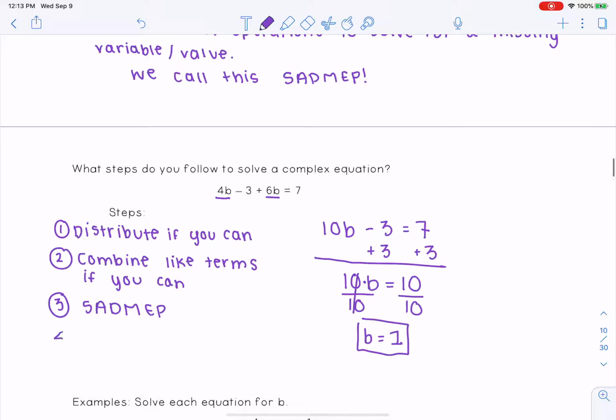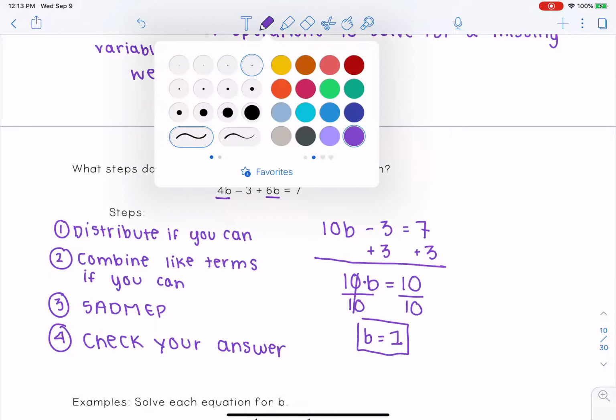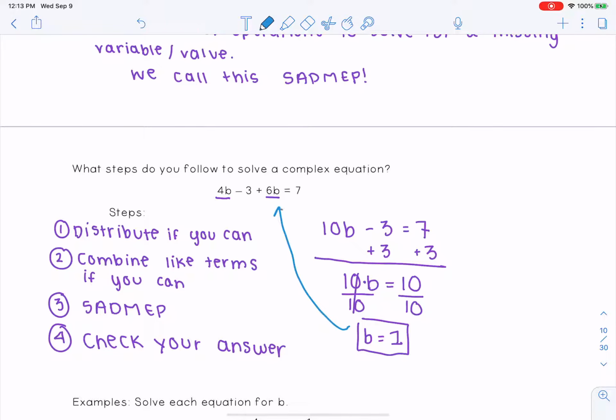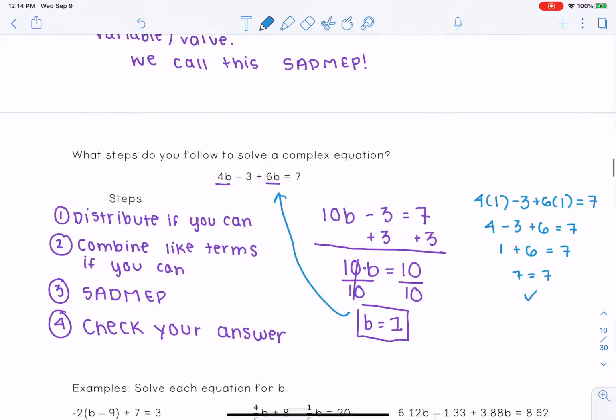And the last step you can do is check your answer. So to do this, I would plug back into the original equation. So I'd plug a 1 back into this original. So I would say 4 times 1 minus 3 plus 6 times 1. Is that equal to 7? Well, 4 times 1 is 4. Minus 3 plus 6 times 1 is 6 equals 7. 4 minus 3 is 1. Yikes. Plus 6 equals 7. So 7 equals 7. So my answer is correct.